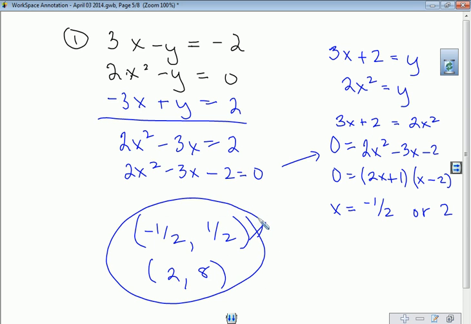So what does that mean if I graphed it? If I graph that parabola and I graph that line, they're going to intersect in those 2 points. They're going to intersect at the point negative 1/2, positive 1/2, and then they'll intersect again at 2, 8.